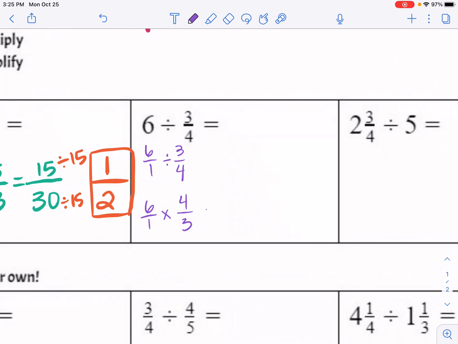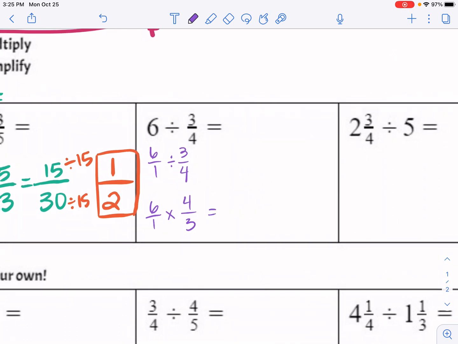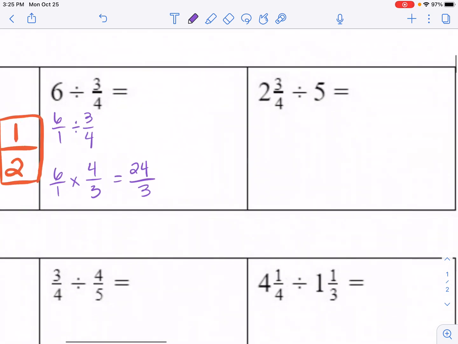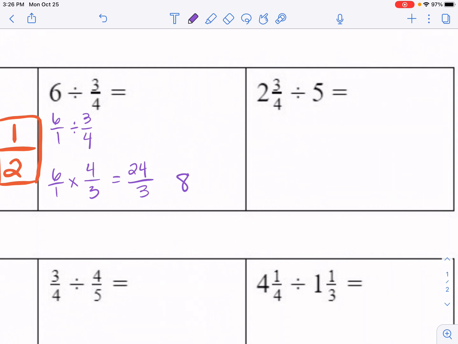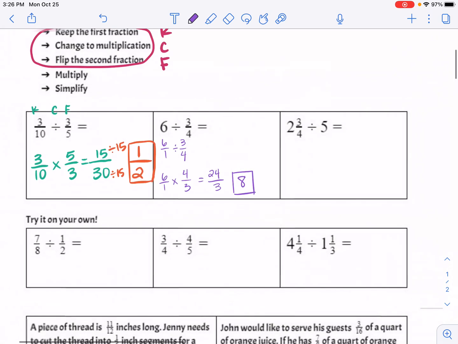Now I'm just going to multiply like I normally would. 6 times 4 is 24. 1 times 3 is 3. That's an improper fraction. So I want to see how many times 3 can go into 24. 3 can go into 24 8 times. And 3 times 8 is actually 24, so I have nothing left over. That means I'm not going to have a fraction off to the side of my 8. So my final answer is just 8. All right, let's look at my next one.